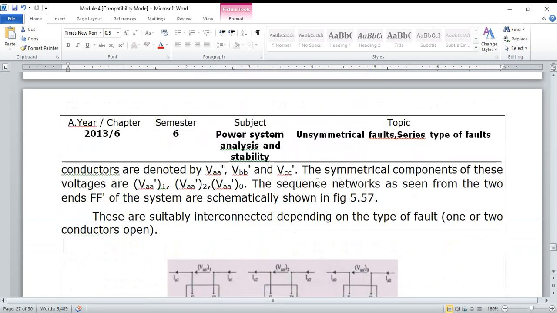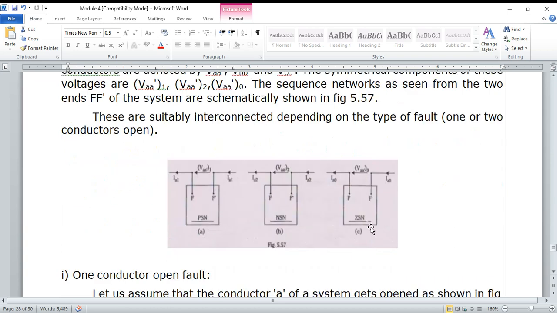Now let me discuss here. The voltages are denoted as VAA dash, VBB dash, and VCC dash in lines A, B, and C, and their symmetrical components are as follows. Suppose the symmetrical components of VAA dash are denoted by VAA dash of 1, the positive sequence voltage, VAA dash of 2, the negative sequence voltage, and VAA dash of 0, the zero sequence voltage of AA dash. Similarly, you can write for VBB dash and VCC dash. These components are suitably interconnected depending on the type of fault, whether it is a one conductor open fault or two conductor open fault. This is a general representation of the three networks: positive sequence network, negative sequence network, and zero sequence network.